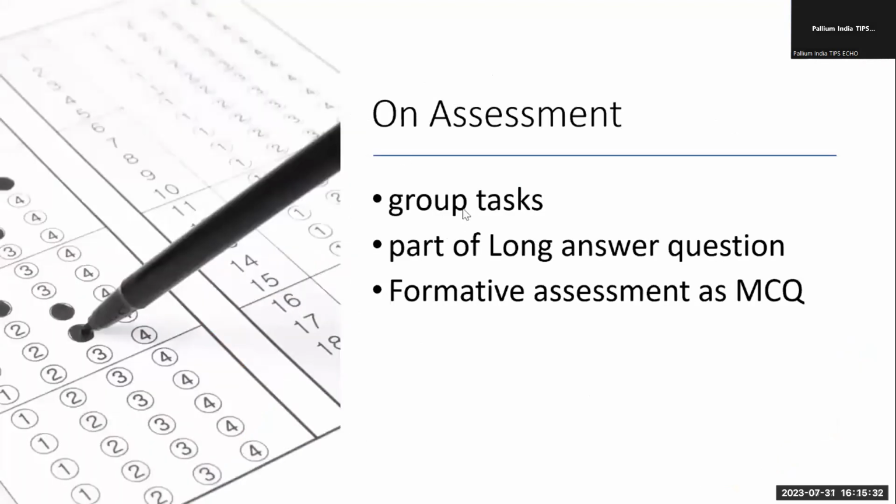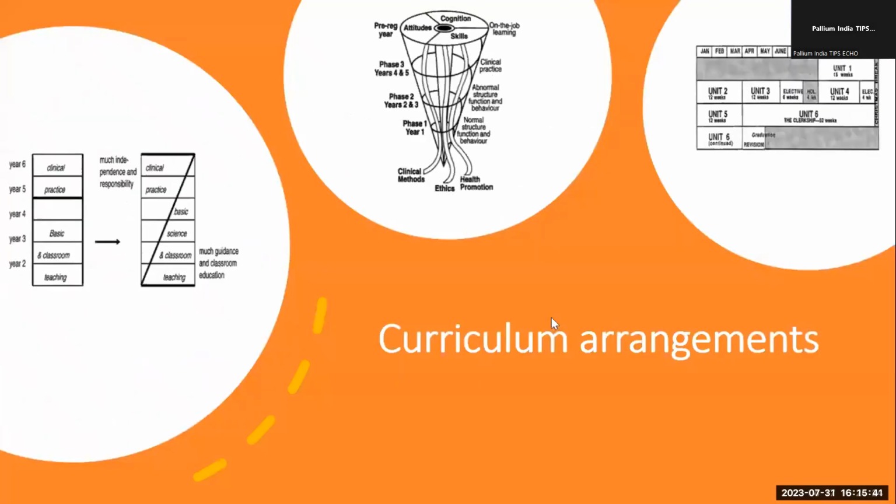Similarly, on assessment, they talked about giving group tasks, asking a basic science question as part of a long answer question, using formative assessment methods, and so on. Finally, the curriculum arrangements: the literature is replete with different ways of having an integrated curriculum. All these big diagrams and charts are available: horizontal, vertical, spiral, H-shaped to Z-shaped, and so on. You can have all this on paper, but unless you actually promote them to make their connections, it just remains on paper.